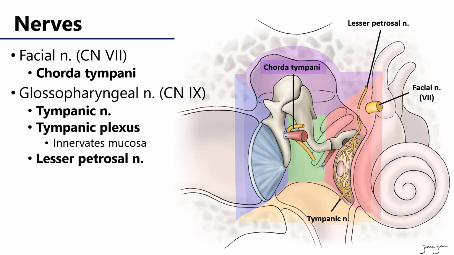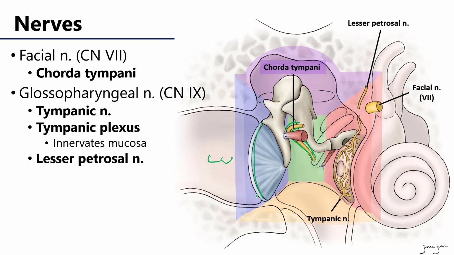So chorda tympani branches from the facial nerve, and it is communicated through the tympanic cavity proper, and then it moves between the malleus and the incus. So the classic anatomical relationship when looking at the lateral wall, which includes the tympanic membrane, is to see chorda tympani running between the malleus and the incus.